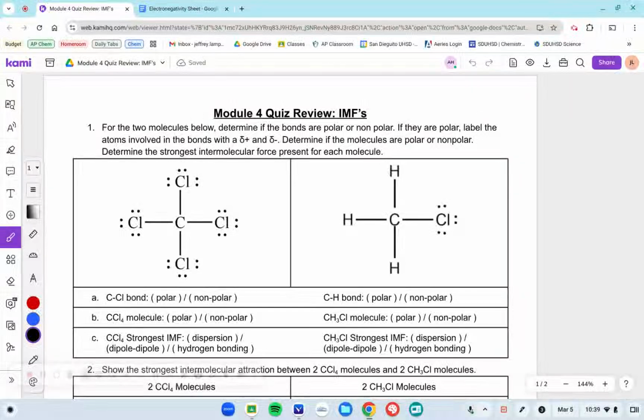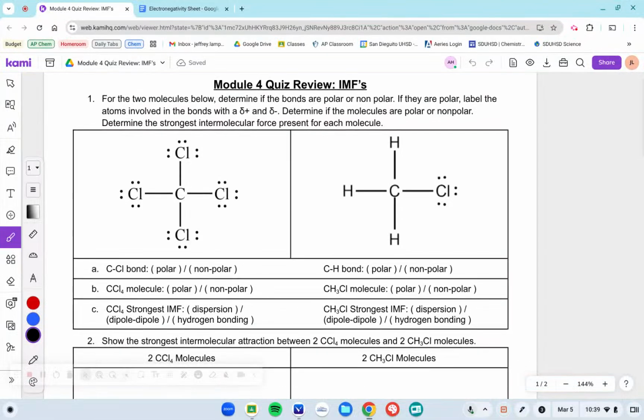All right, everyone, we're going to go ahead and go through the Module 4 quiz review together and just go problem by problem, go over each explanation as well. So first, in problem 1, you're asked to figure out whether each molecule is polar or nonpolar. Now you're given a couple steps. So the first step is just to figure out whether each bond is polar.